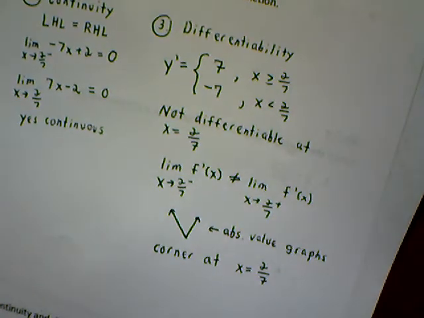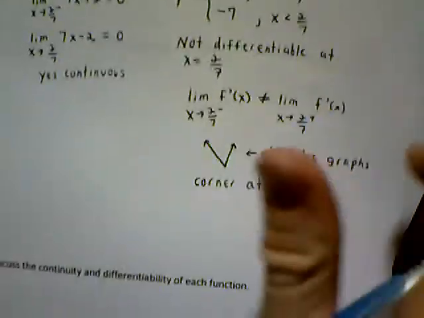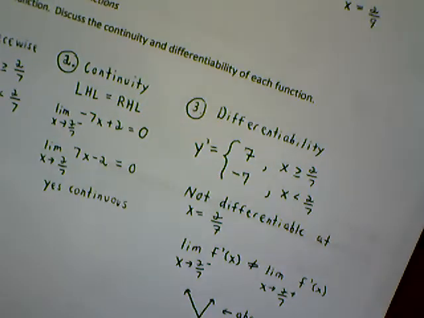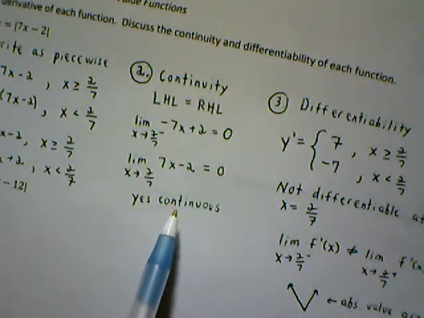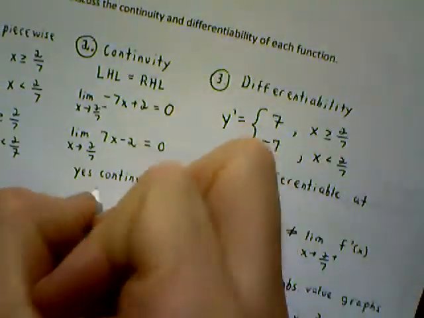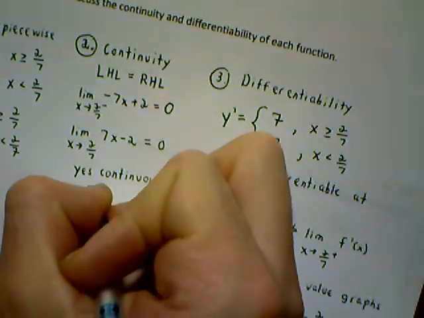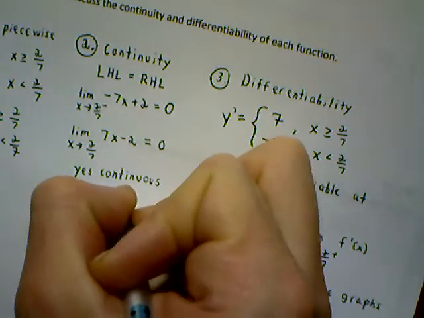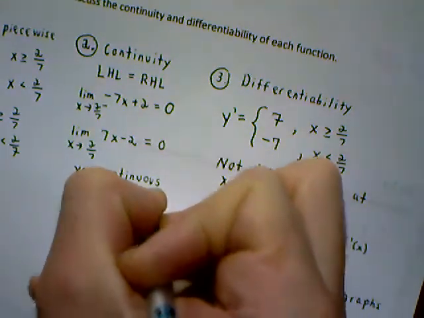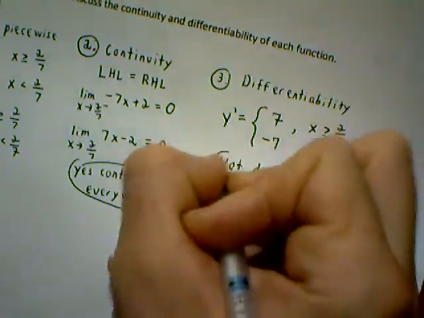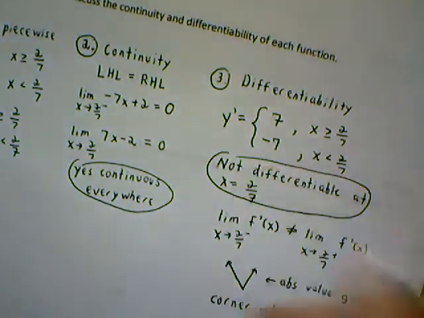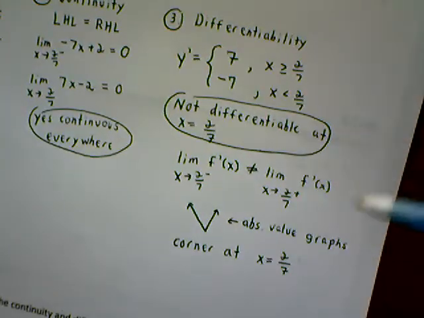So in order to answer the question, what I would say here is the function is continuous everywhere, but not differentiable at 2/7. And there's going to be a corner there. So these are the two parts of my answer, and this is some of the background behind it.